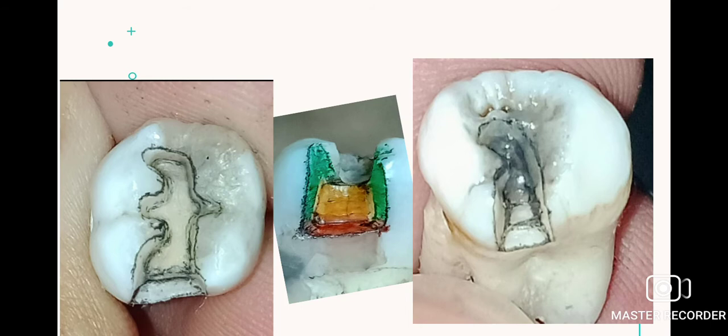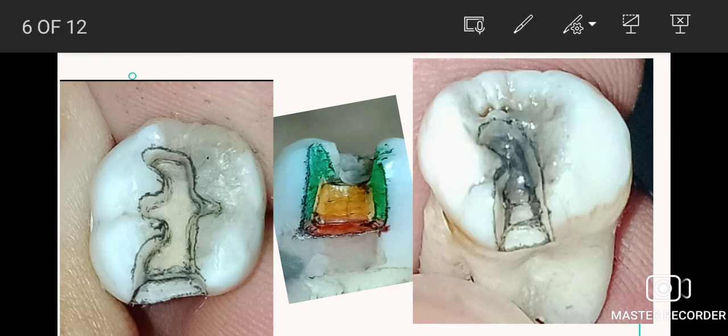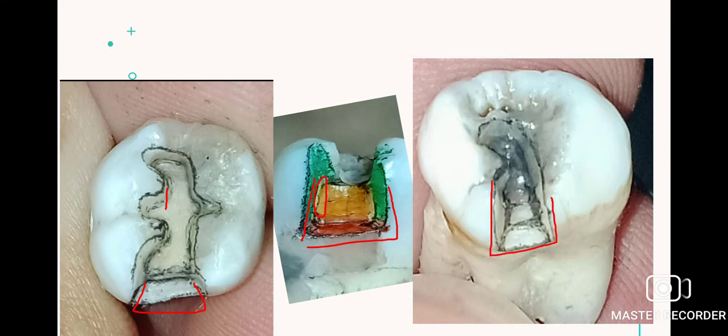Here are other examples for class 2. You can see that all the walls are made convergent, and even the vertical grooves are also given here. Here also all the walls are made convergent, as well as here. So basically the walls are made convergent for the retention of class 2 cavity materials like amalgam.